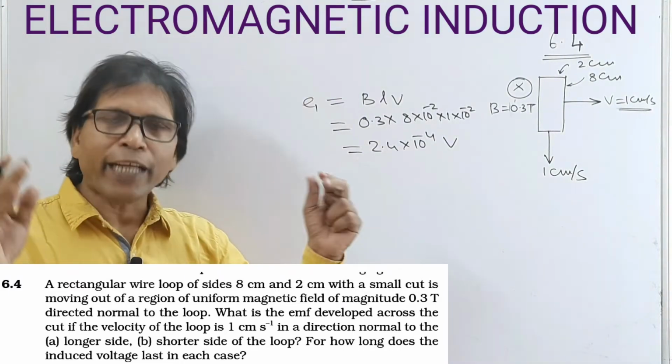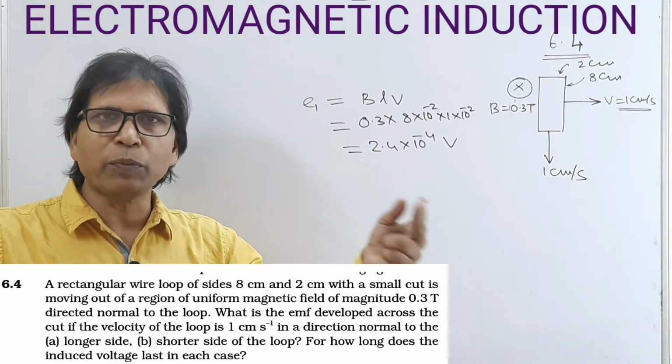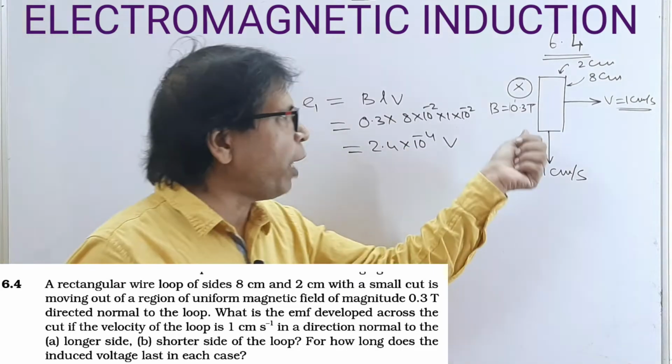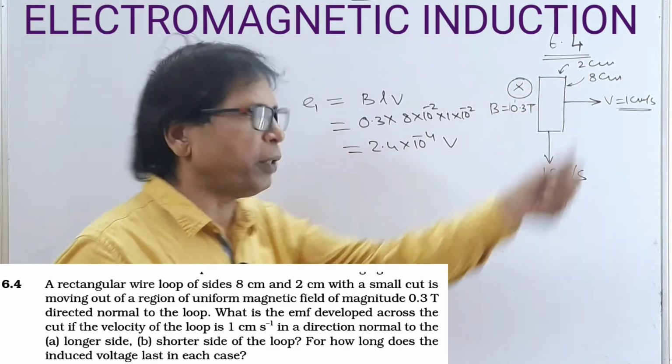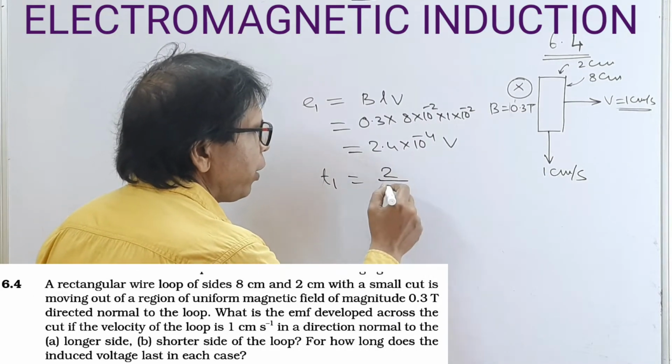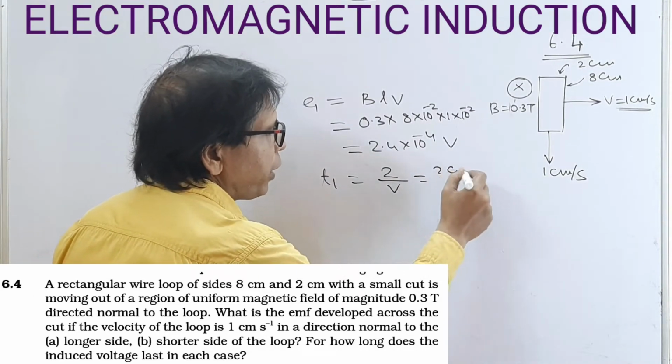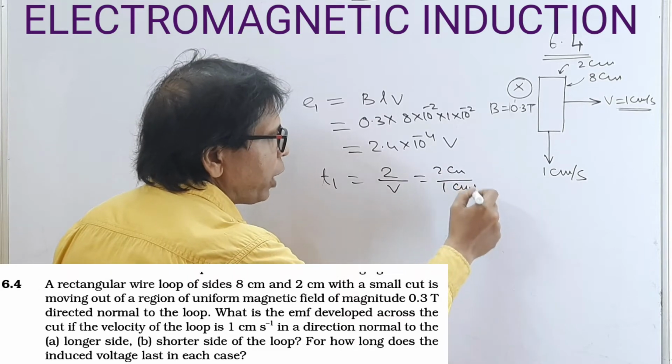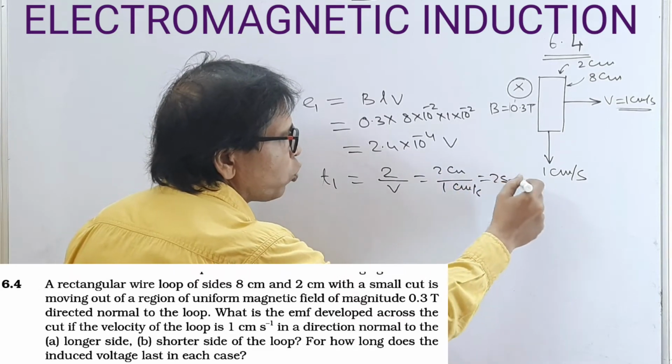Now, the time during which this voltage exists. So the time taken to travel 2 cm, T1 equals 2 divided by V. So 2 cm divided by 1 cm per second, so this is 2 seconds.